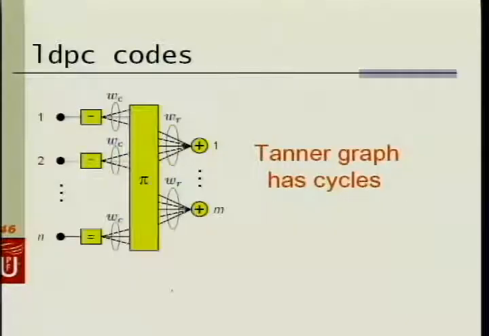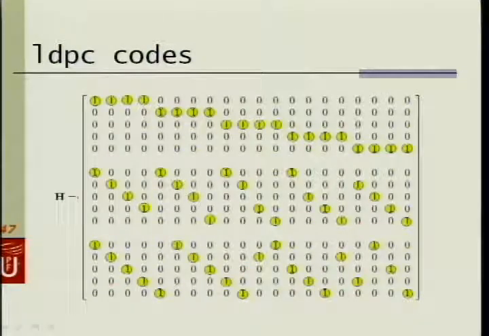Represented in terms of a Tanner graph, we have WC edges at the output of each one of these repetition nodes, and WC is the weight of the column, the number of ones in each column, and WR, the number of edges entering these parity check nodes, is equal to the number of ones in the row. So this is column weight and row weight. This is what characterizes the Tanner graph. So we can represent it in this way or in this way. The representation in terms of parity check matrix implies a certain structure for the permutation.